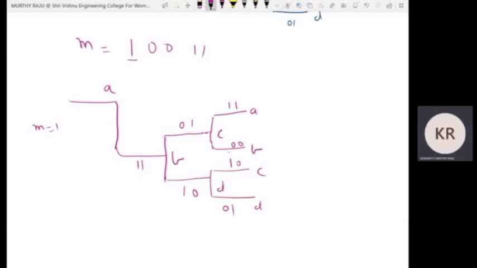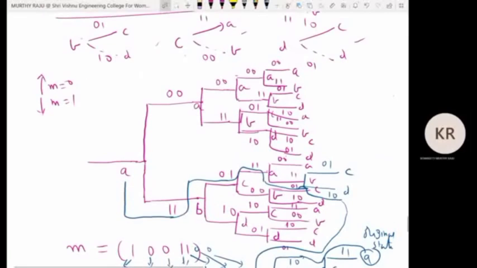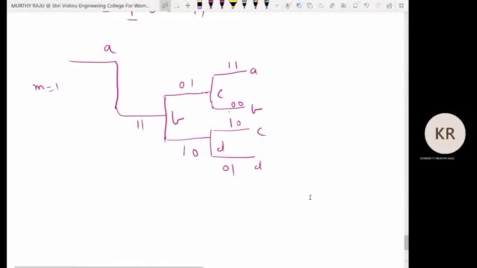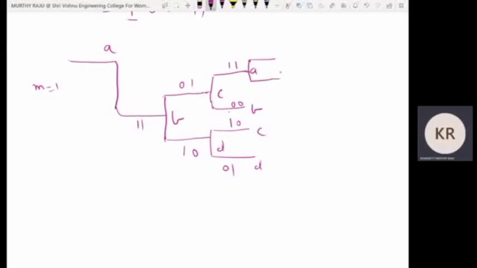For D to D, output is 0 1. D to C is 1 0, D to D is 0 1. Again, this one is A state. This one is A to A, to B 0 0 1 1.